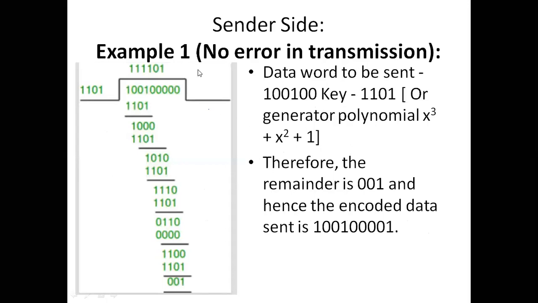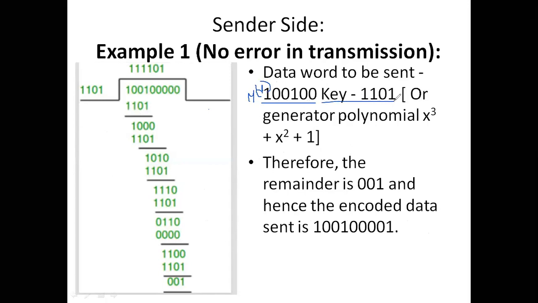And this is the example with no error in transmission. There is no error in any transmission. This is the message, the data word to be sent: 100100. This is the message, that is m of x. So m of x equals 100100.